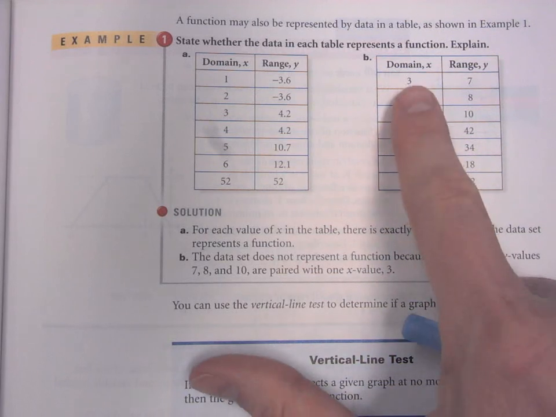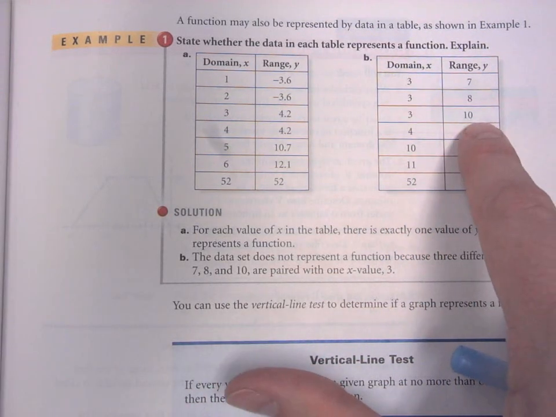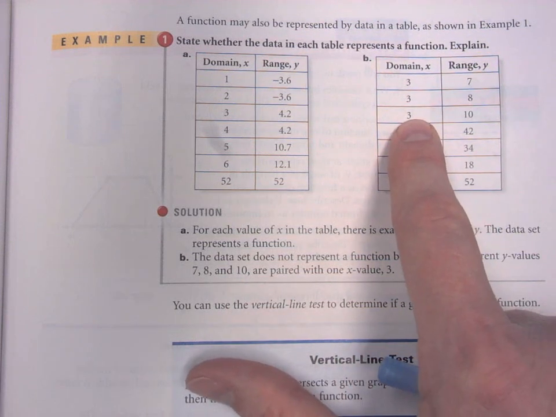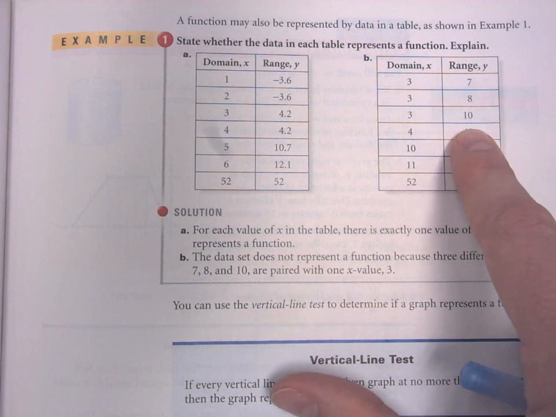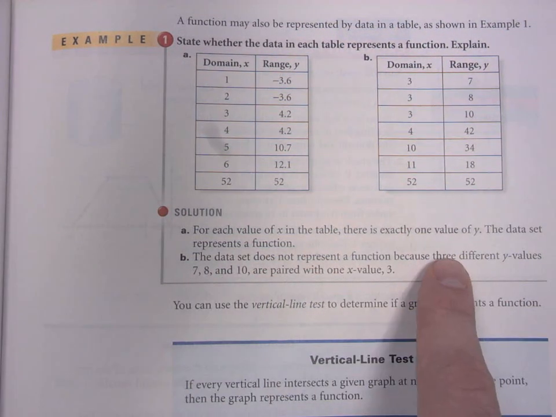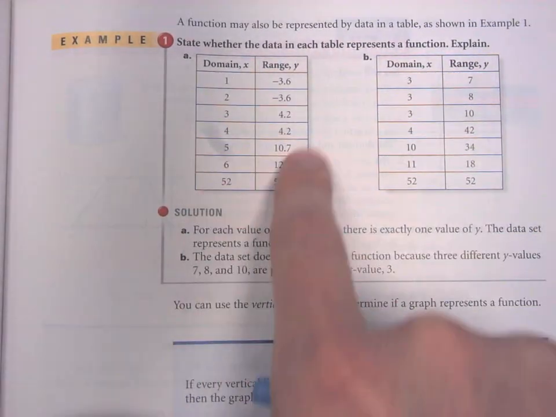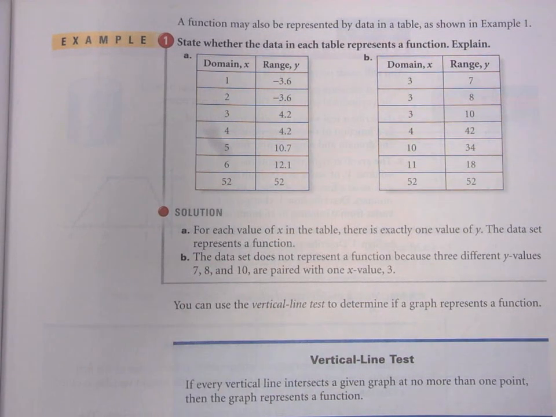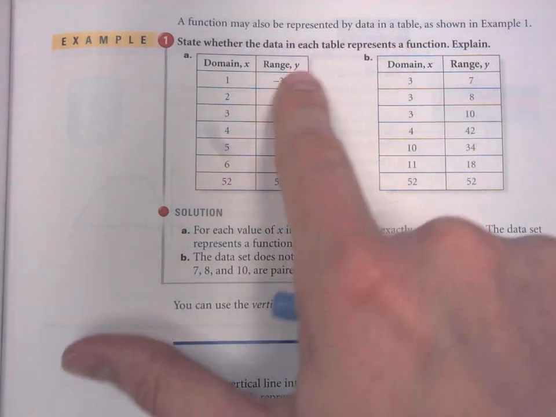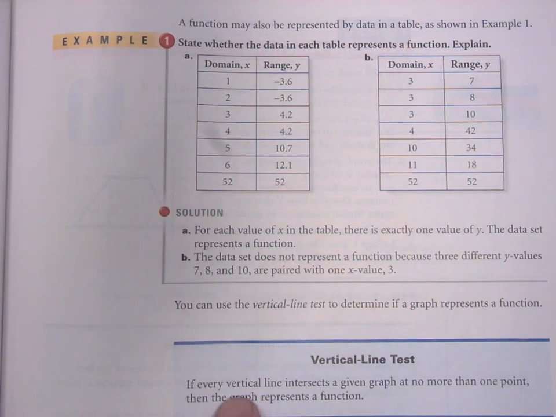In this other case, you'll notice that there are repeated x's. The input value 3 is matched with 7 and 8 and 10. So this input value is matched with more than one output value, or more than one y value. That's what it says in the solution here, but written out. In the first one, each value of x is paired with exactly one y value, so it's a function. It also happens to be a relation. These are both relations, but this one happens to be a special kind that we call a function.